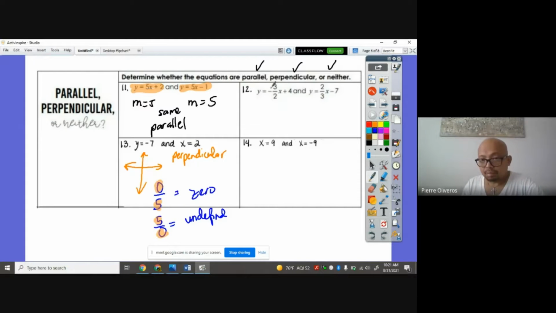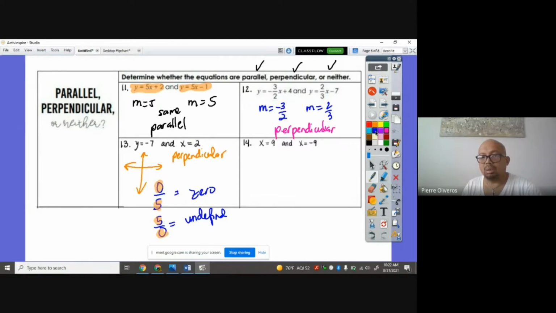Next, what's the slope here? Negative 3 halves. And the slope here is 2/3. What do you know about negative 3 halves and 2/3? The negative 3 goes down, the 2 goes up, the signs are swapped. One is positive, one is negative. So this one here is perp. Perp means perpendicular.